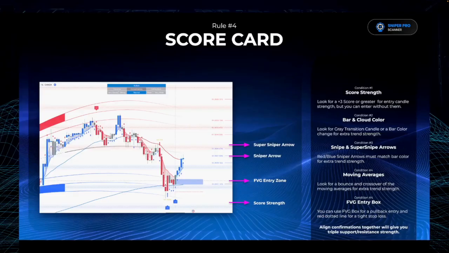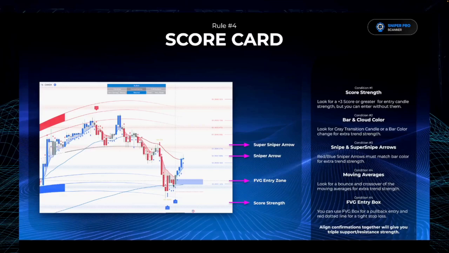Alrighty? So remember, when you see the scorecard, it is going to give you the trend strength, and that is what we would consider the reversal candle. Okay? Now, in addition to that, remember you have the bar and the cloud color. So whenever you are looking at the trade, you want to either look for a gray transition candle. That's a gray candle that breaks above both of the short-term moving averages, or you want to see a blue bar. Okay? If you're going to enter a long, you never enter a long on a red candle or a gray candle while the cloud is gray.